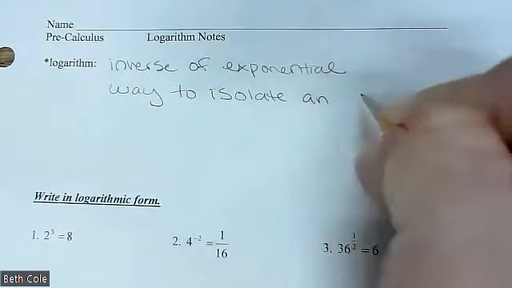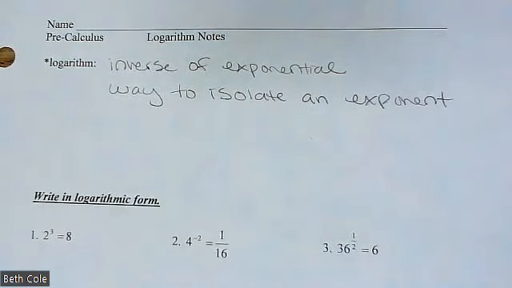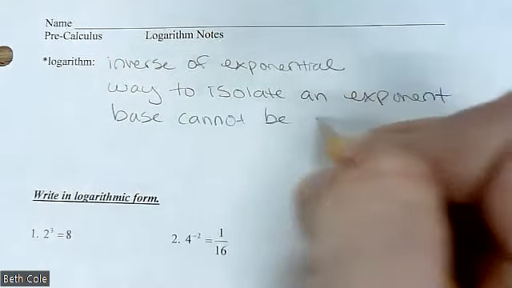So what it is, it's a way to isolate an exponent. So what does isolate mean? It's like a big vocabulary word. Alone. It's a way to get the exponent alone. Mathematically, there's no other way to solve for an exponent. Okay, so that's what you use a logarithm to do. The base number cannot be negative.